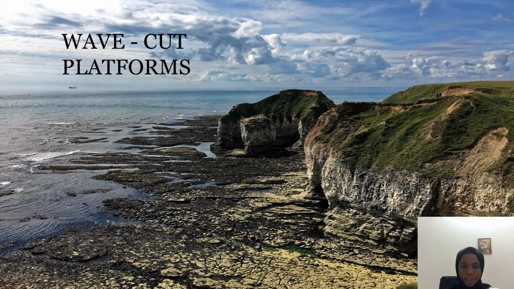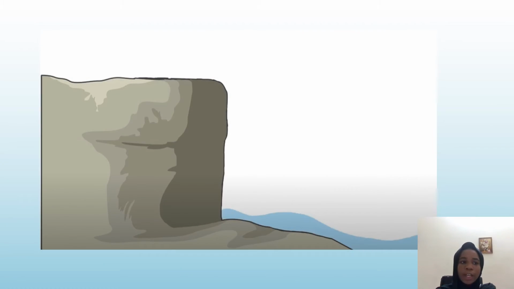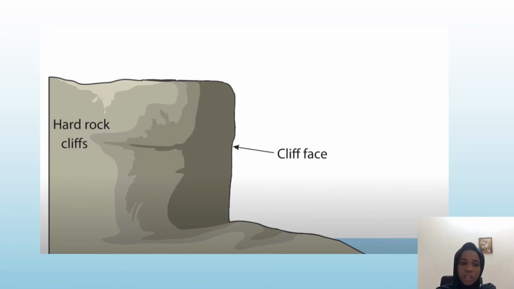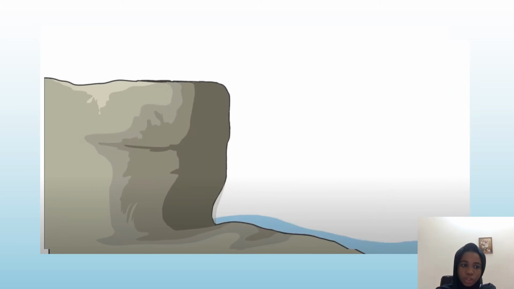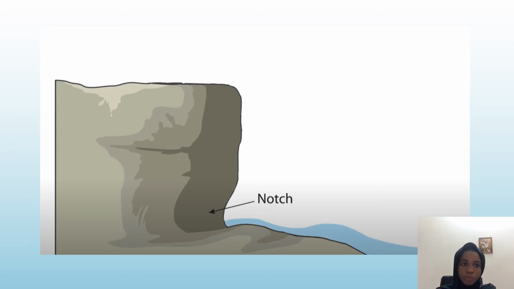Next is wave-cut platforms. Waves erode at a notable line of weakness on the coast between the high and low water mark. Over time, this notch grows larger due to hydraulic action of the waves and undercutting occurs. This notch is left without support and, of course, it collapses, forming a cliff.